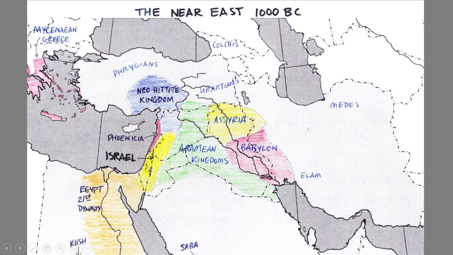Phoenicia is going to become independent for the first time in probably their life, and they're just city states. They are not landholders. They buy and sell food and goods because they're rich merchants.